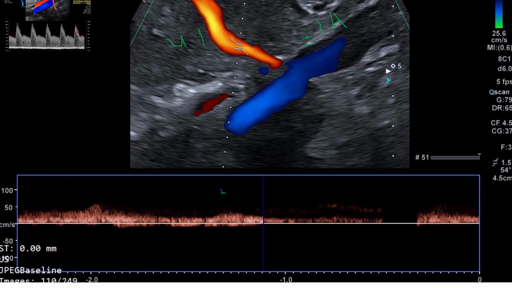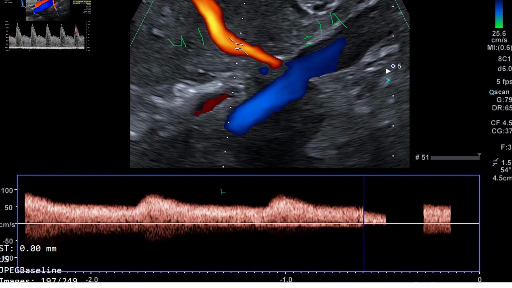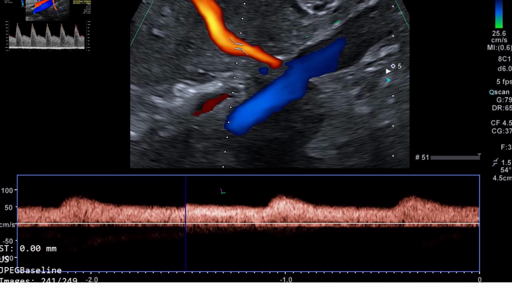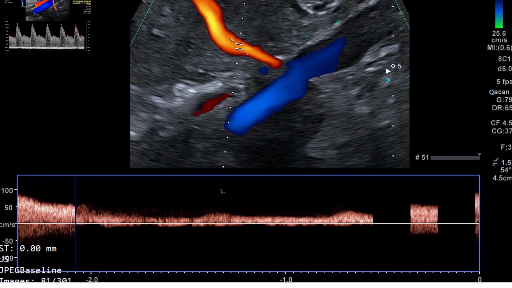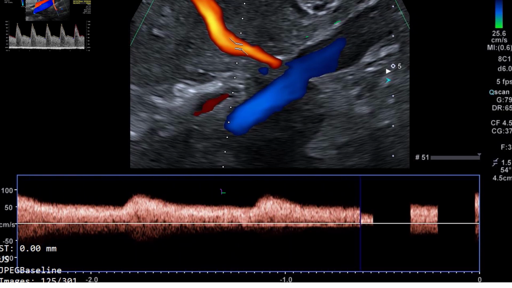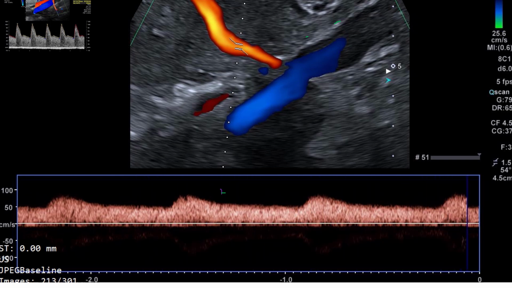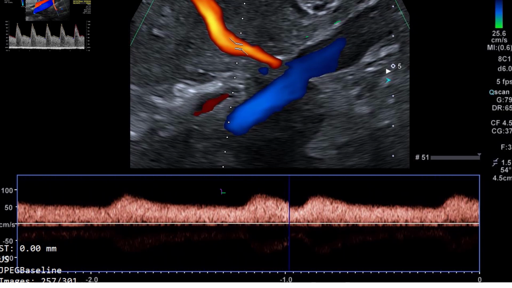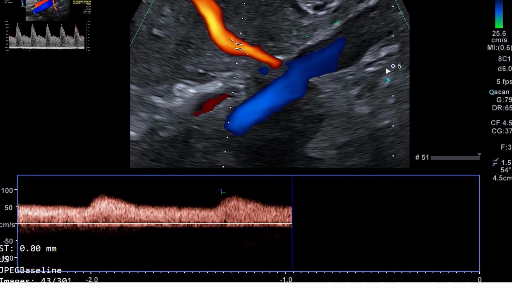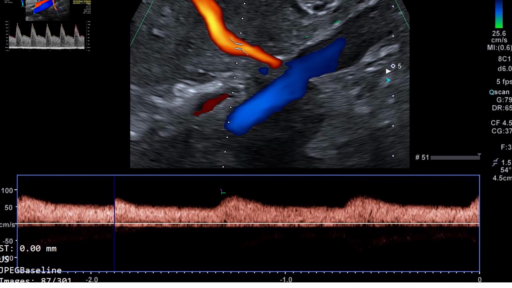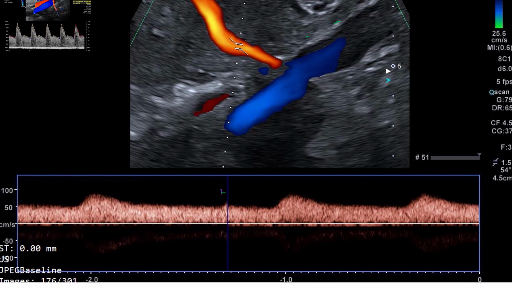I hope this is making sense to you, ladies and gentlemen. I hope you will be in a good position. Make sure that you identify the uterine artery where it crosses the external iliac artery at 90 degrees. Then the sample gate should be 2 millimeters and less. Then the angle of insonation should be 30 degrees or less. So you do it for both the right and the left uterine arteries. This is the standard.